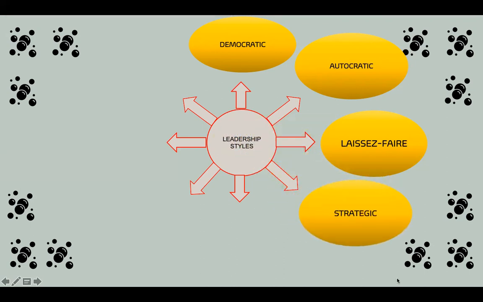Next, we have strategic leadership. It is commonly effective. Strategic leaders sit at the intersection between a company's main operations and its opportunities. This is a desirable leadership style in many companies because strategic thinking supports multiple types of employees at once.